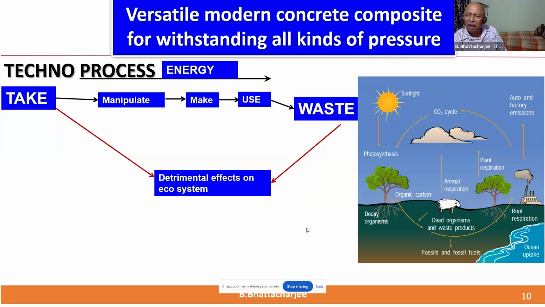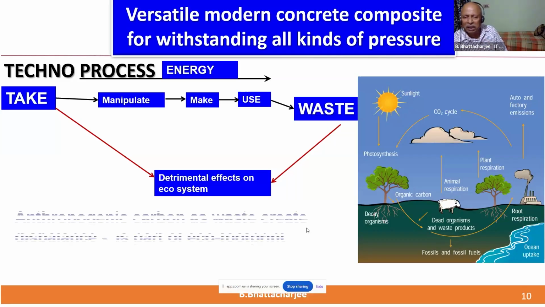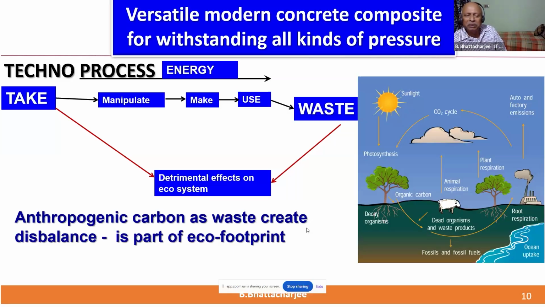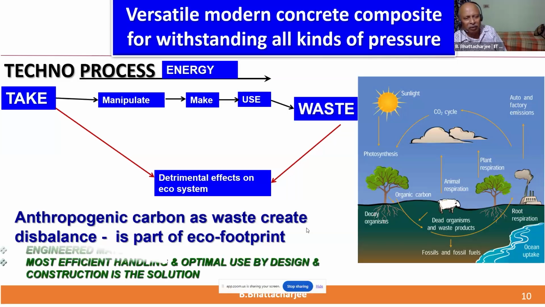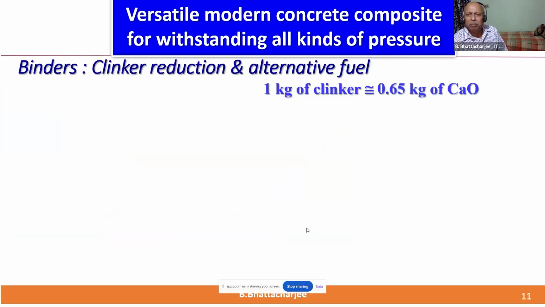But then you are having all kinds of human-generated, anthropogenic carbon, and this waste creates a disbalance. Because in the last 400 years, humanity has generated a lot of waste through industrialization, everything put together. The construction sector is also there. So we must use resources in the most efficient and optimal way, both in general and in construction, and for construction, materials should be designed and used in an optimal way. So therefore, it's possible to do that.